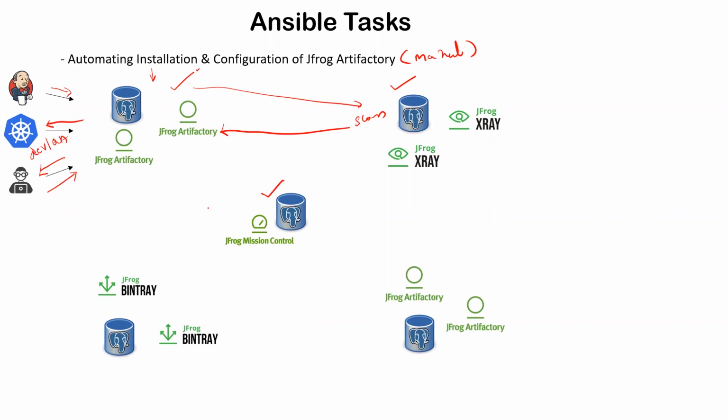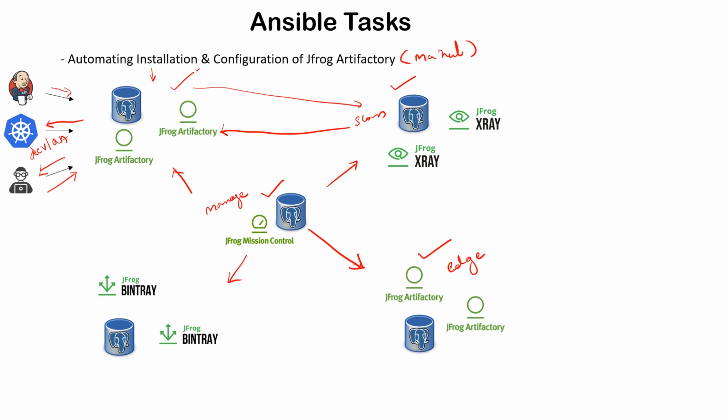The next component is mission control. Mission control is a single access point for managing multiple services or components like Artifactory, Xray, edge node, and distribution. In simple terms, mission control is for monitoring and managing all the components of JFrog.